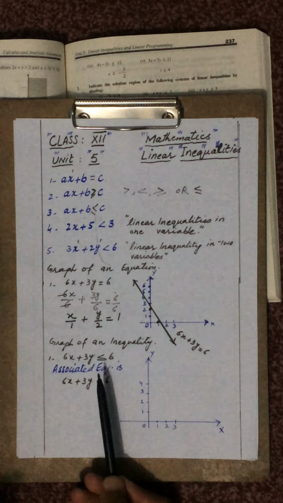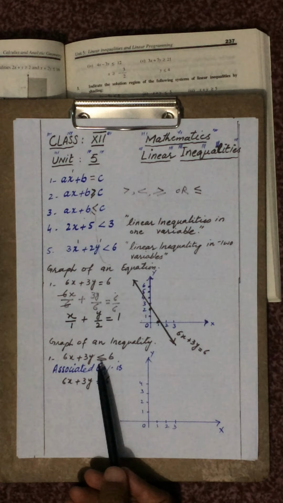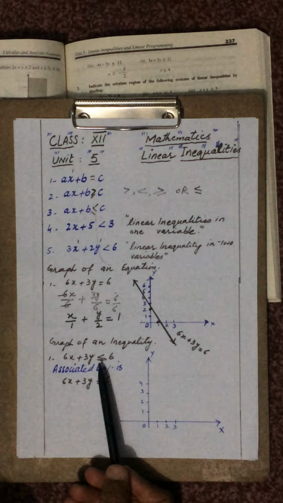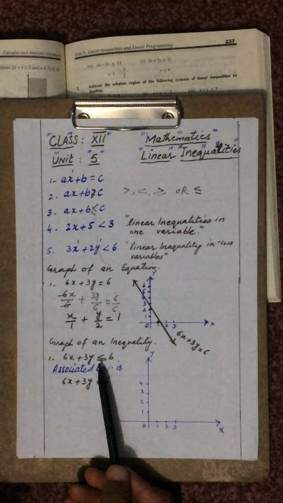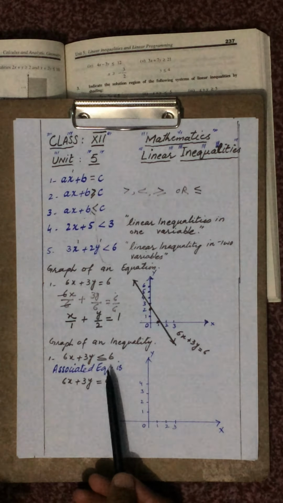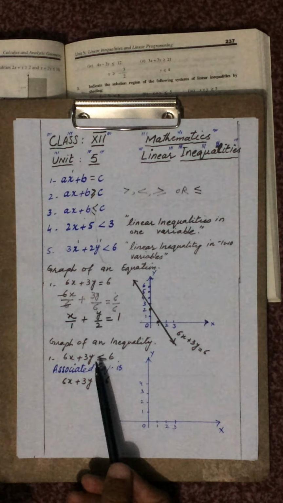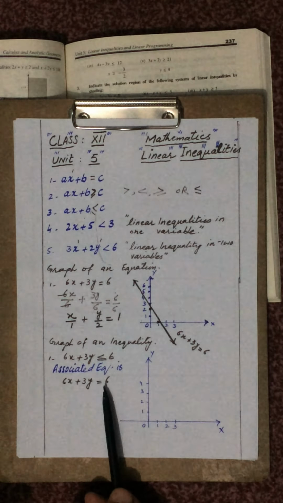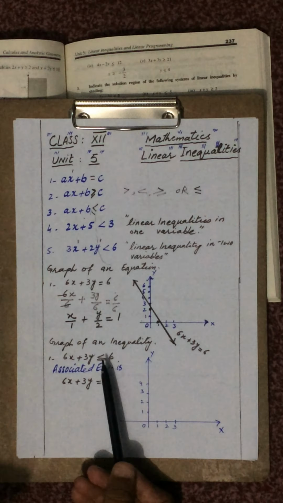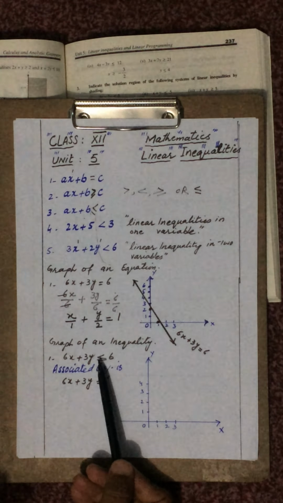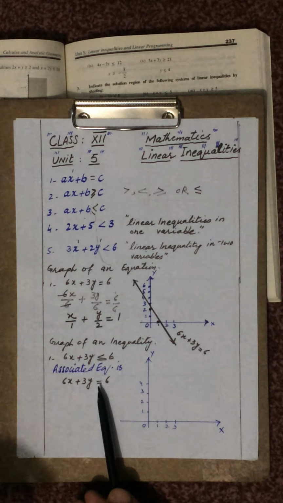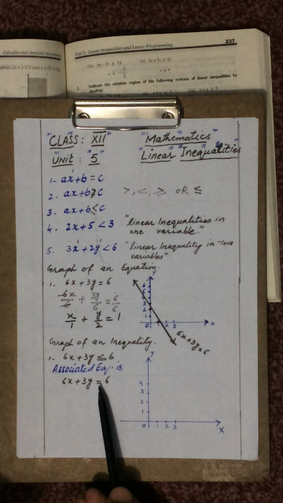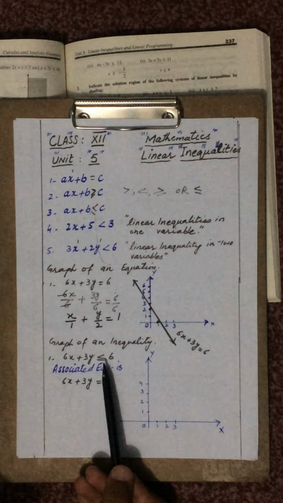First of all, when we draw the graph of the inequality, we always take the equation related to this inequality, and we call it the associated equation. So the associated equation of this inequality is 6x plus 3y equal to 6. We just replace the sign of inequality by an equal sign. So this is the associated equation of the inequality.